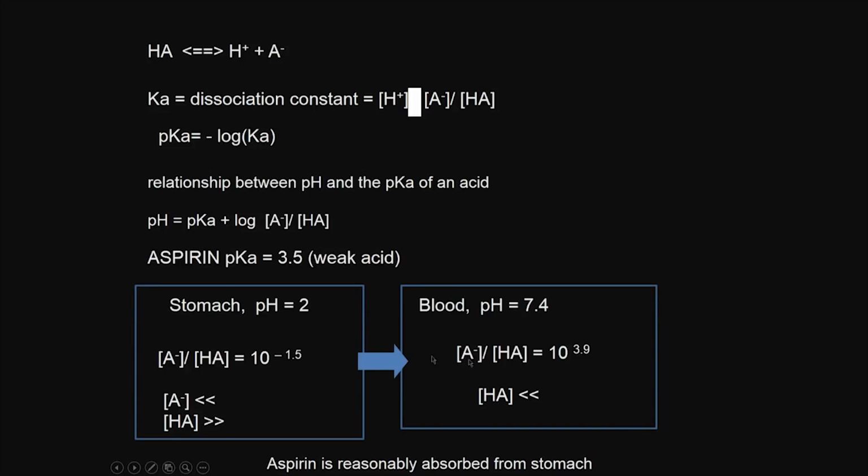Whereas if you look at the blood pH 7.4, A minus by HA will become 10 raised to 3.9, so HA is quite small actually. So inside the blood it is dissociated, whereas in the stomach it is undissociated. So you have a lot of undissociated aspirin, so it gets reasonably absorbed from the stomach.